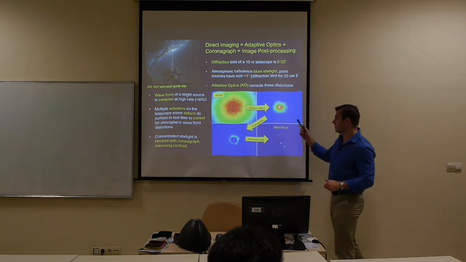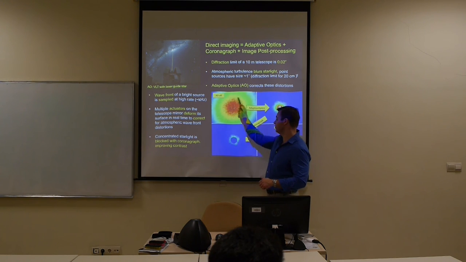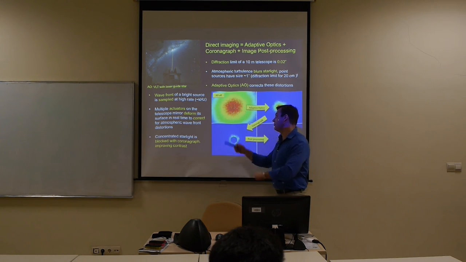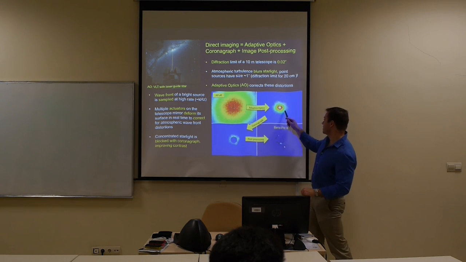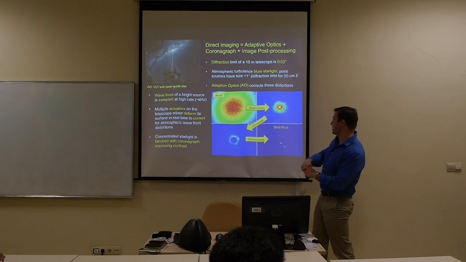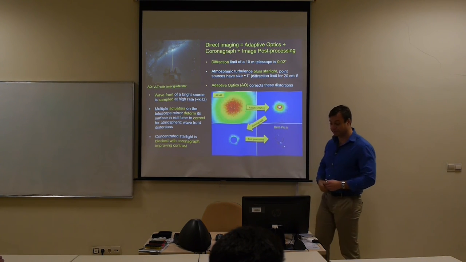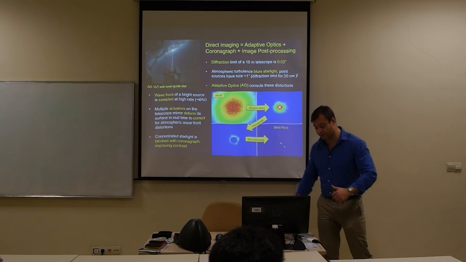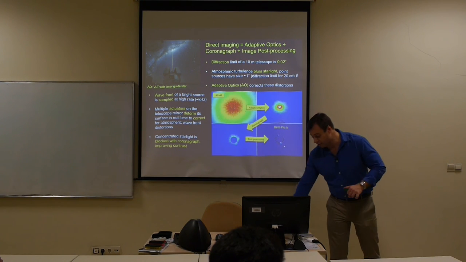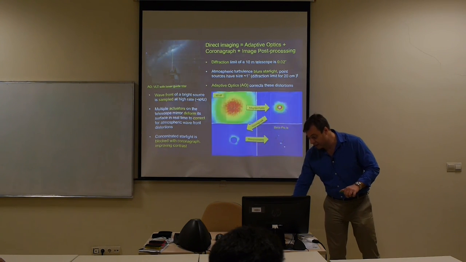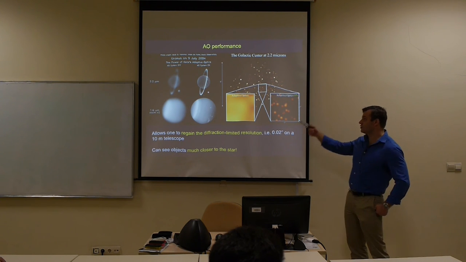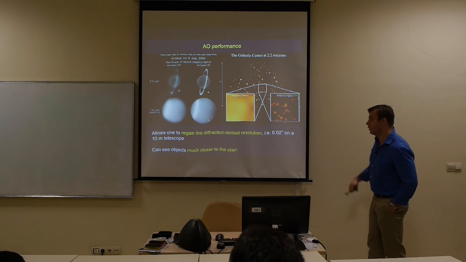This is what is shown in this figure. This is what you observe directly, the direct signal coming through the atmosphere. This is with adaptive optics applied. And you see that you shrunk the size of this diffraction pattern to a much smaller thing. These illustrate the performance of adaptive optics, how well we can do this.